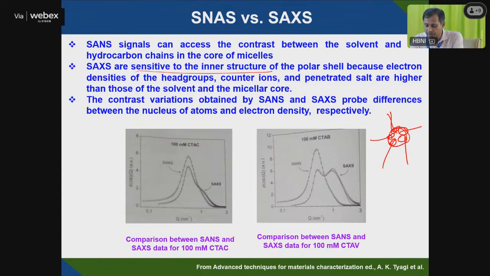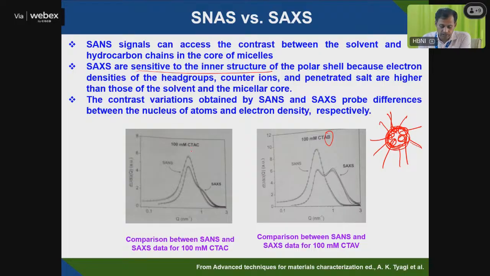The head is hydrophilic. The head is made up of some polar molecule with high electron density, such as chlorine, nitrogen, or those types of atoms. In the case of CTAB, bromine is here. So SAXS is mostly dependent on electron density. The head group, the counter ions and penetrated salts have higher density than the solvent and the micelle core. Here the hydrophobic tail will be outside, made of carbon.